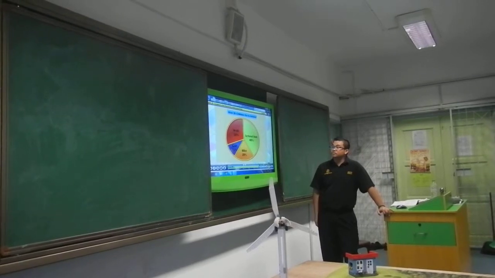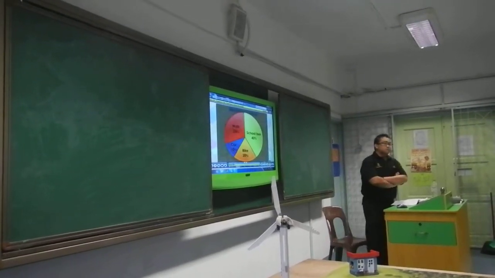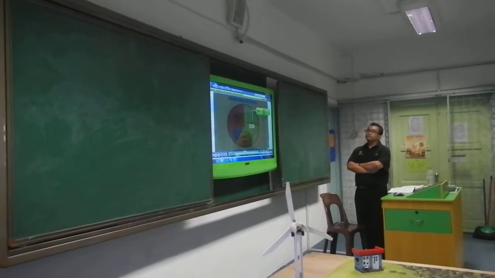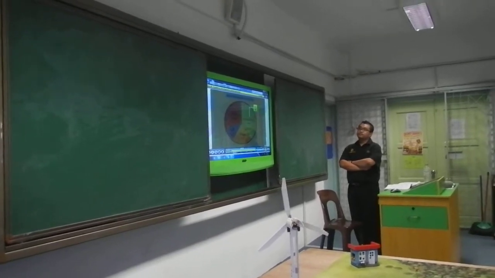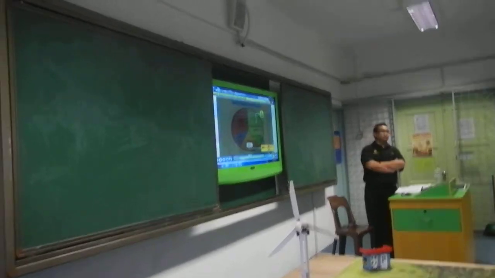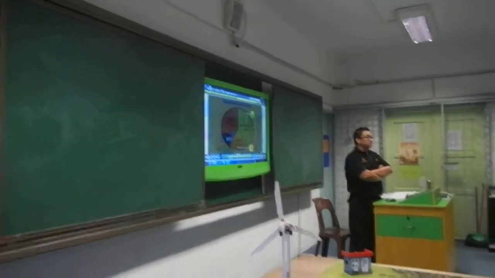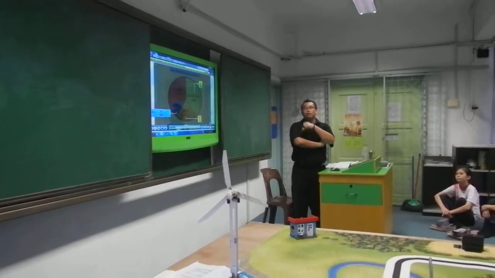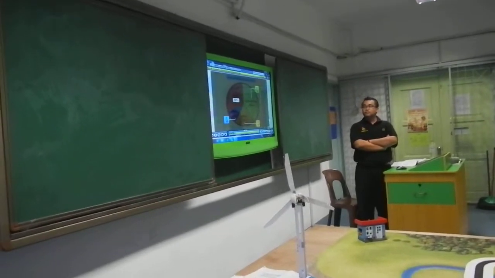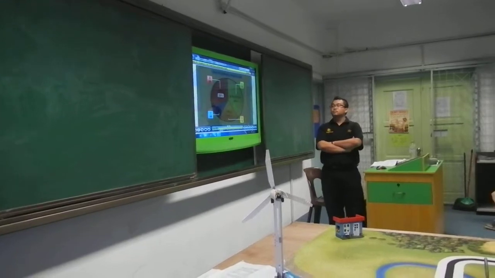What else can you tell about this pie chart? We can also tell the fraction of each slice. 40% is 40 hundredths or 4 tenths. 20% is 20 hundredths or 2 tenths. 10% is 10 hundredths or 1 tenth, and 30% is 30 hundredths or 3 tenths.